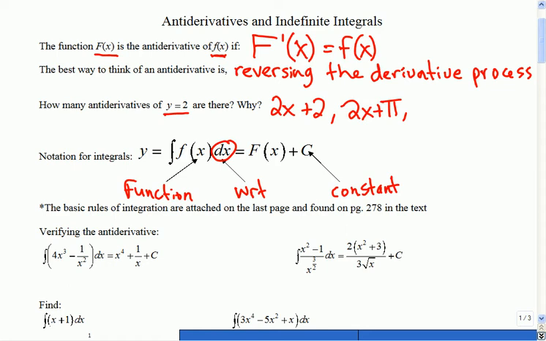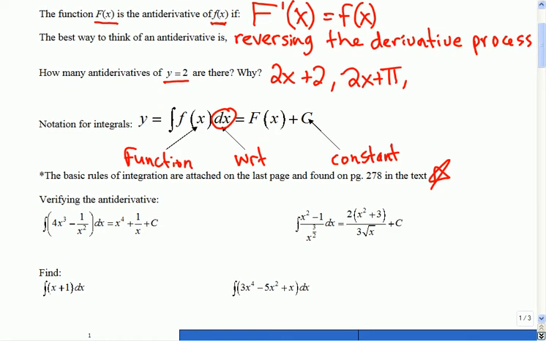So first what I'd like you to do is, if you've got your text with you, and if you don't, that's okay, you may want to leave it open on your desk. There's a set of generic integration rules on page 278. Maybe I'll bring them up here. I think I have them at the end of these notes.